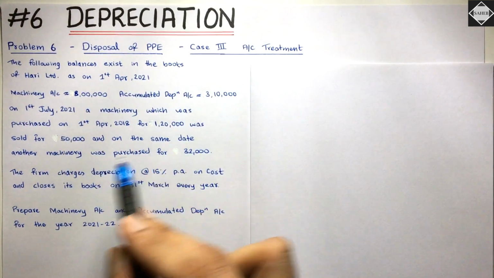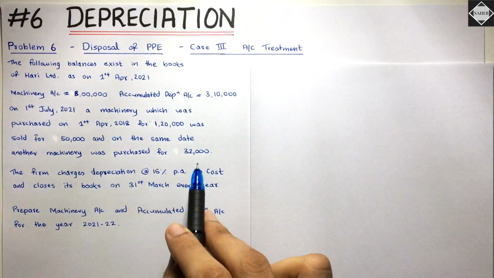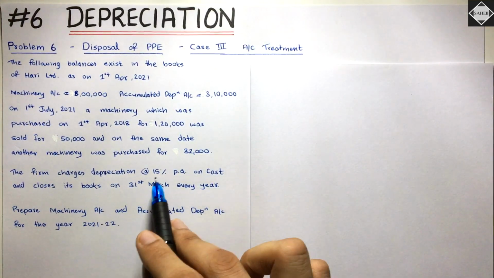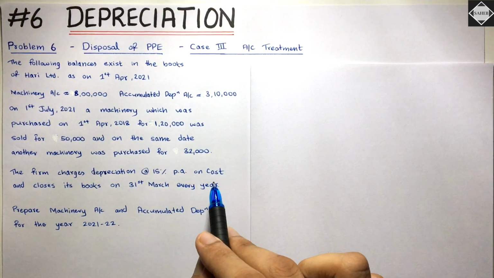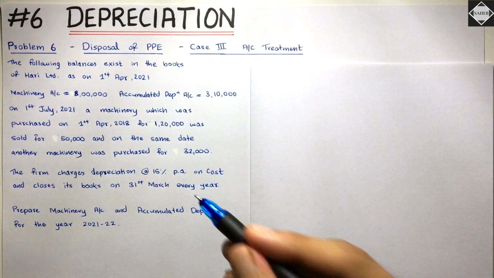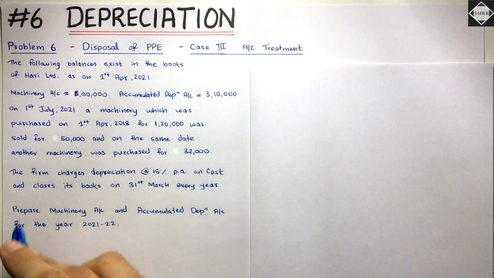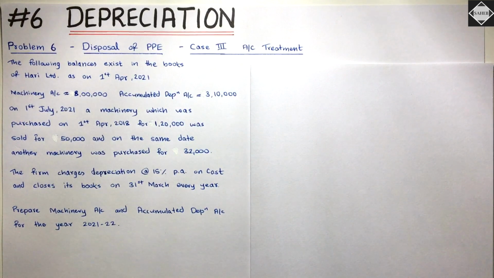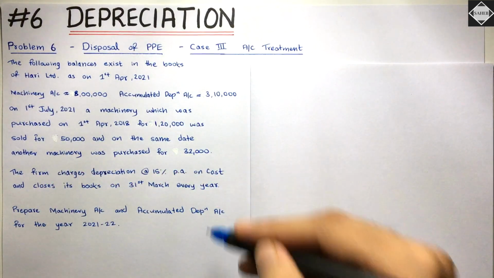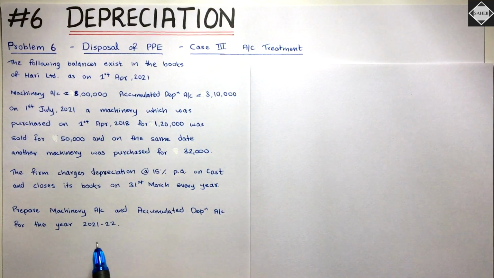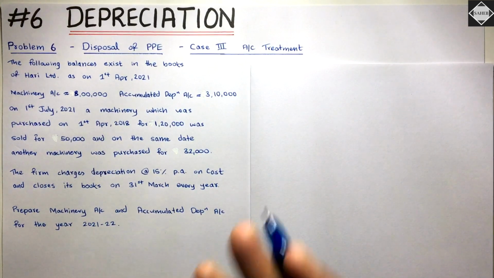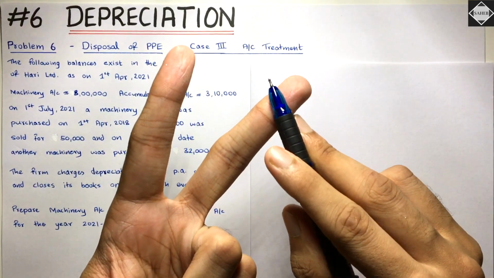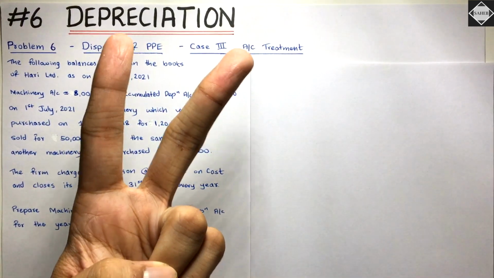And on the same date, another machinery was purchased for 32,000. Okay, fine. The firm charges depreciation at 15% per annum on cost. On cost means here we have SLM method, straight line method, and closes its books on 31st March every year. Okay, that's the ending date, 31st March. Prepare machinery account and accumulated depreciation account for the year 2021-2022. So in this question, you can see the requirement. They are asking for machinery account and provision for depreciation account. They are not asking for asset disposal account.